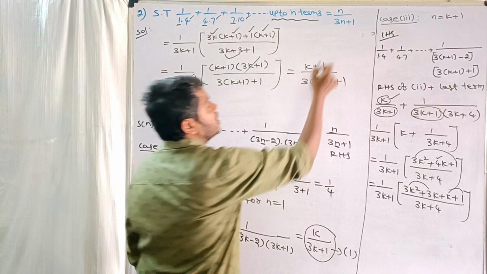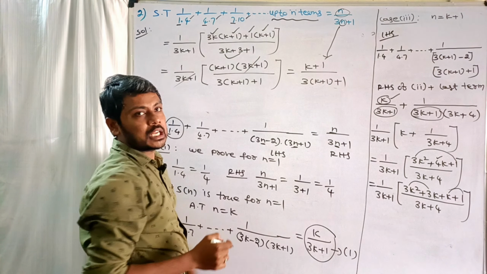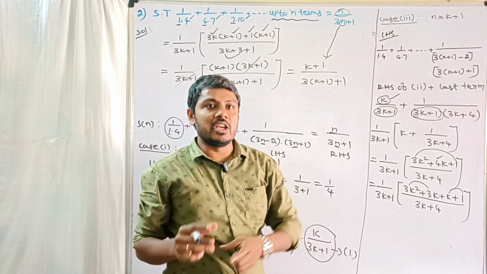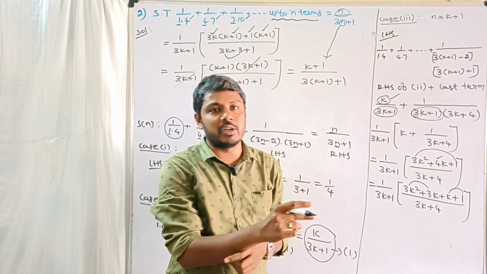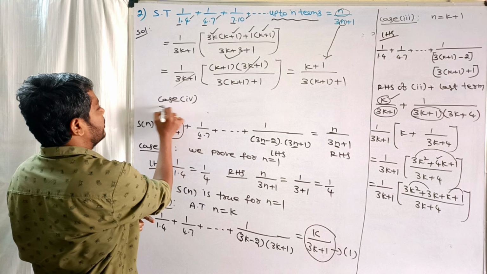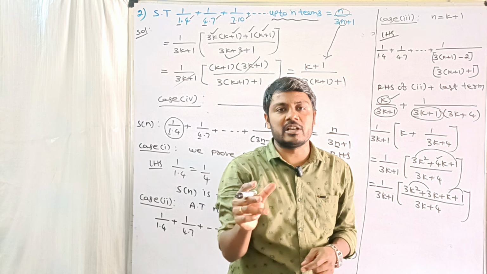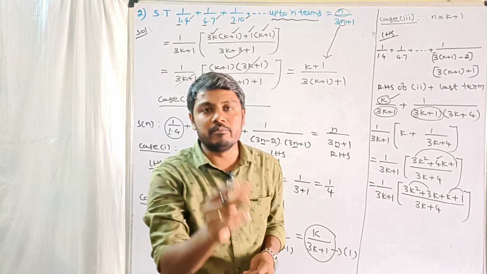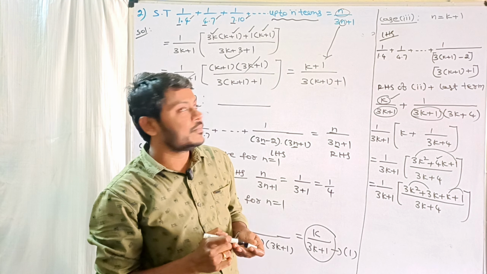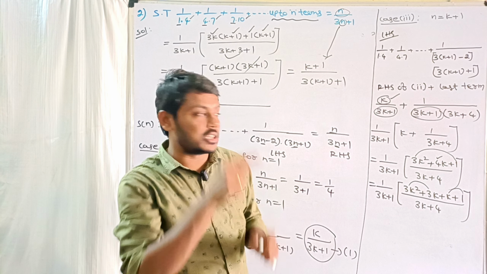So clearly, once you observe the answer, in place of n you got k plus 1. Therefore, it is true for n is equal to k plus 1, and we should write case 4. So what is case 4? By the principle of mathematical induction, S(n) is true for all n belongs to N. So this is the actual method, and now go for a second method, that is the reverse method.